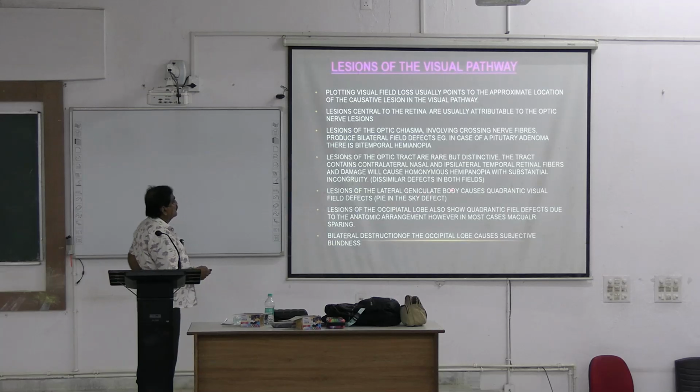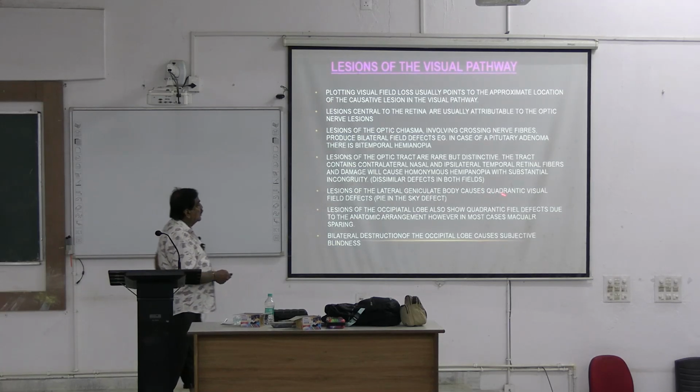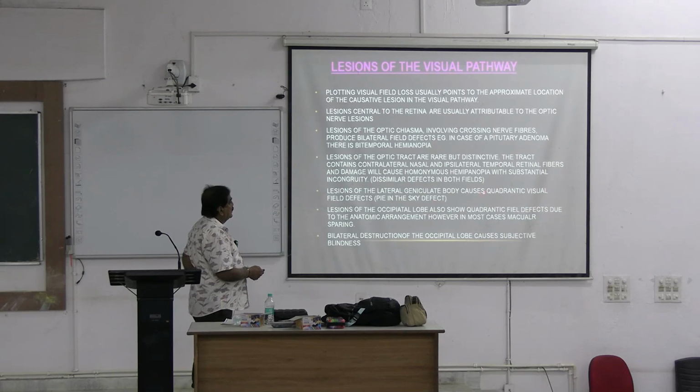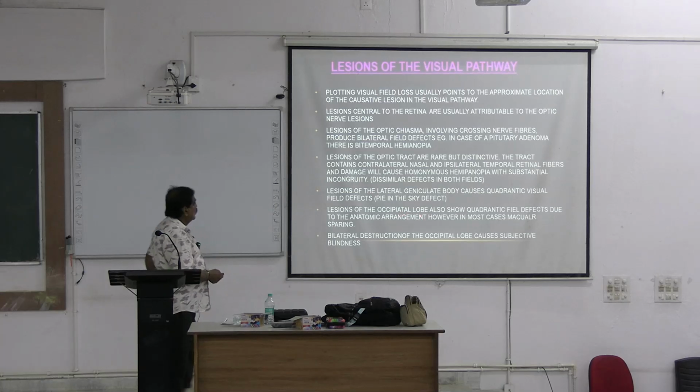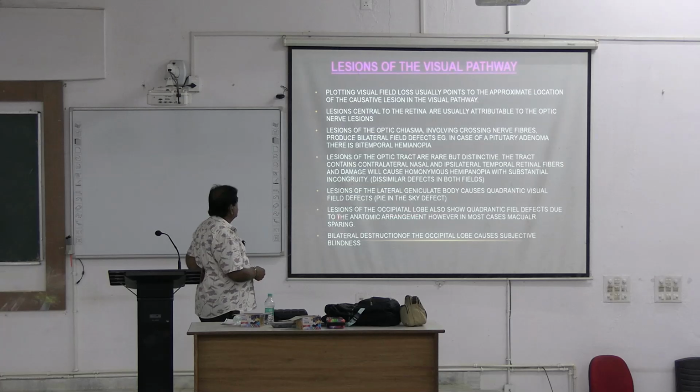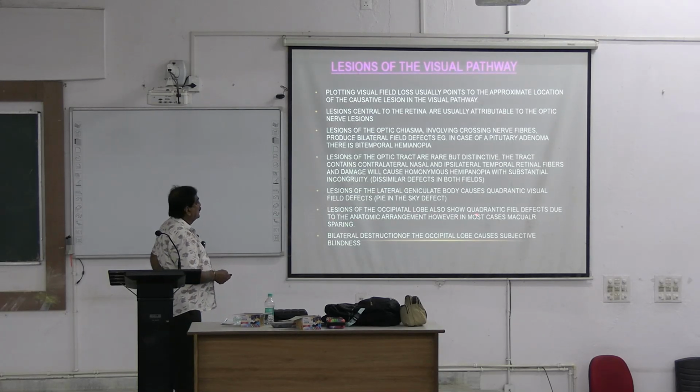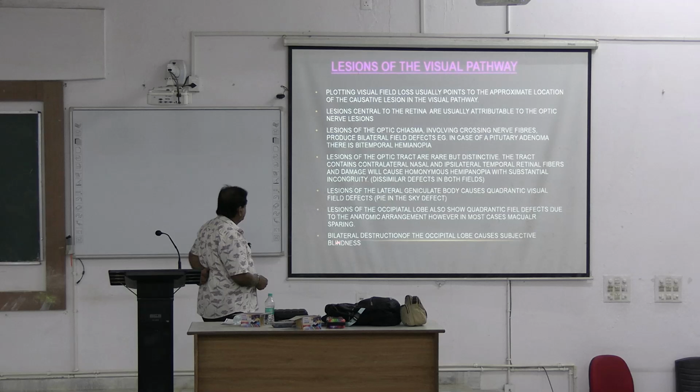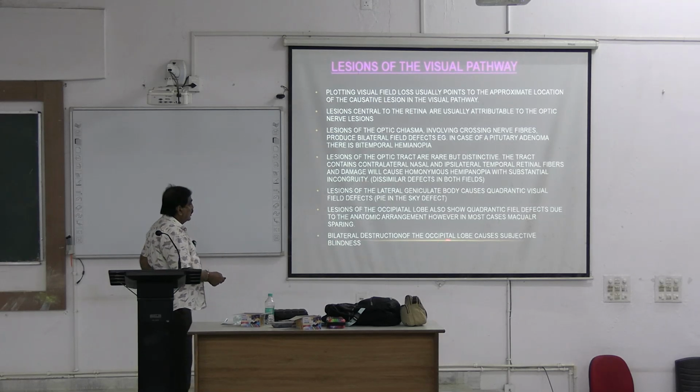Now, lesion of the lateral geniculate body causes quadrantic visual field defects, pie in the sky defect. Lesion of the occipital lobe also shows quadrantic field defects due to the anatomic arrangement. However, in most cases, there is macular sparing. Bilateral destruction of the occipital lobe causes subjective blindness.